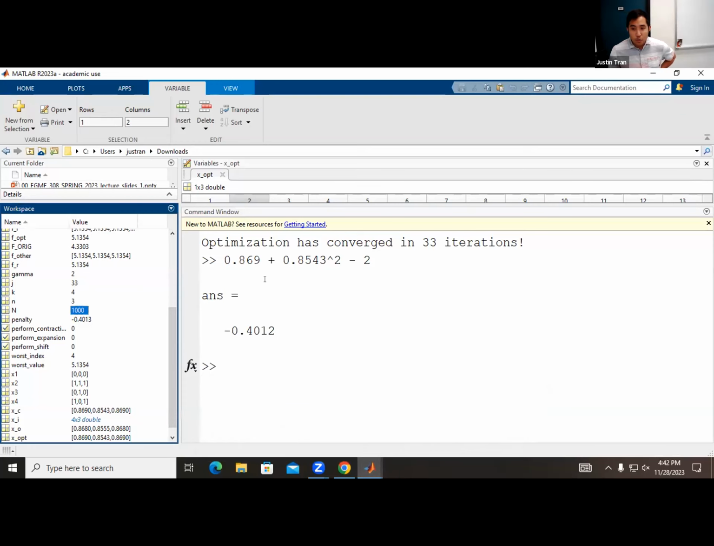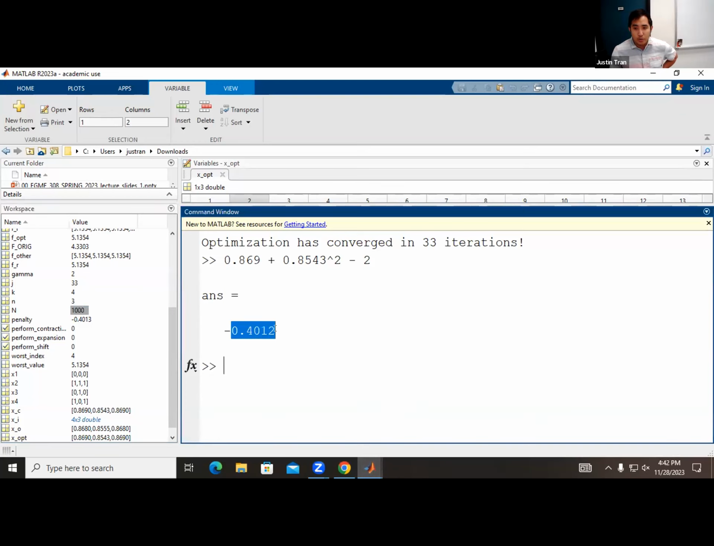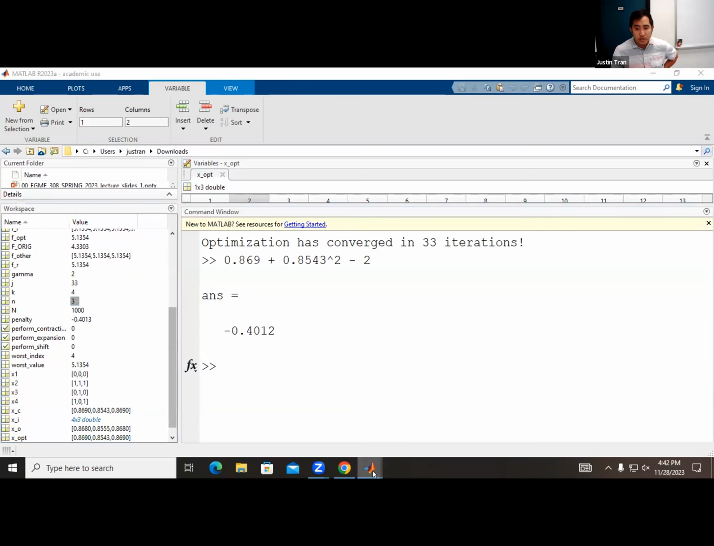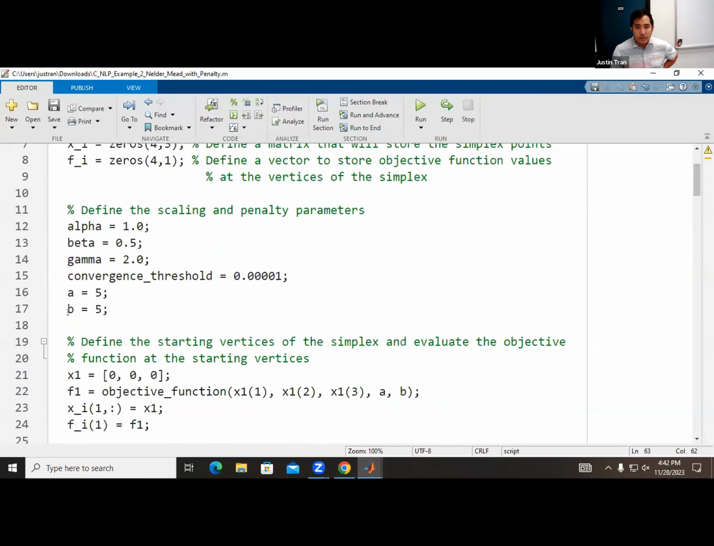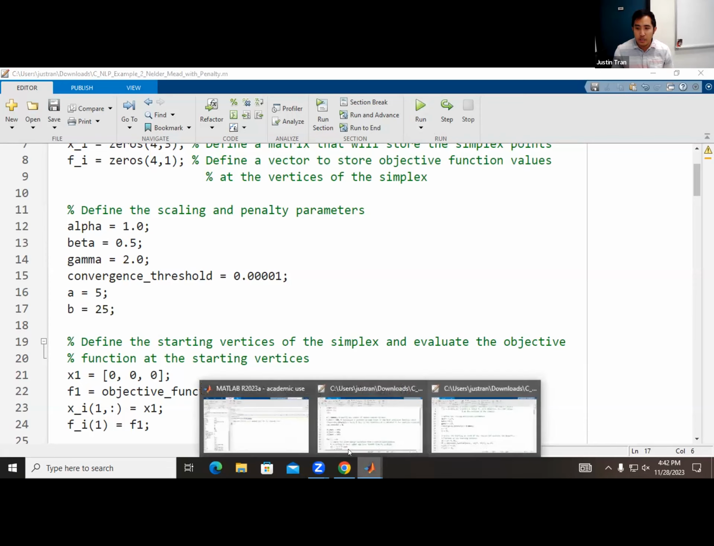Okay. And so if you want to improve this value, we can increase the penalty parameter. Okay. So remember the parameter b here, right? This parameter b is the penalty parameter that's in front of our equality constraint. And so by increasing this value here, we can increase the enforcement of that constraint. So let me increase this by a factor of 5. So let me turn this to 25, and then let's rerun the optimization here and see what happens.